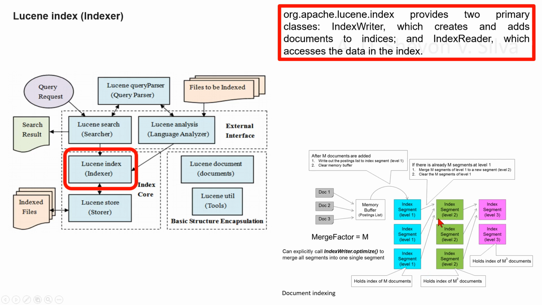Notice that the size of the segment files at each level is exponentially increased: M to the power 2, M to the power 3. This maintains the number of segment files that need to be searched per query to be at the big O log n complexity, where n is the number of documents in the index. Lucene also provides an explicit optimize call that merges all segment files into one.